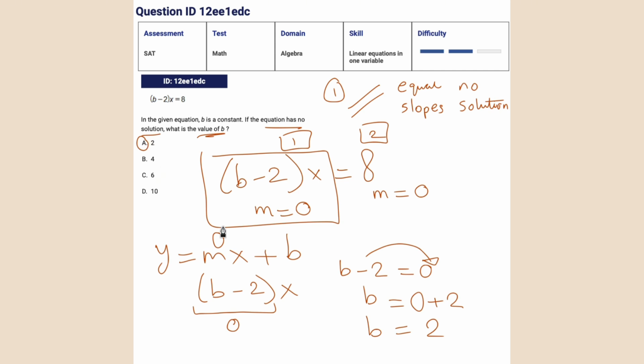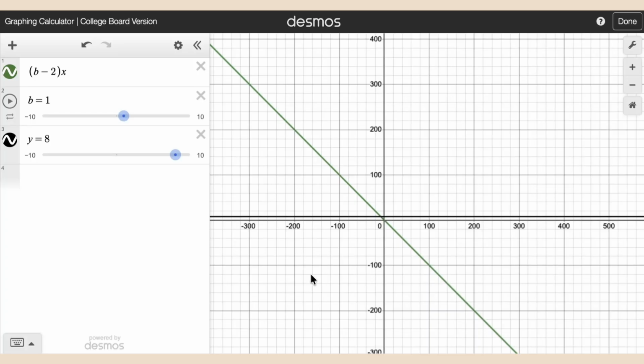Okay, so there's another way to solve this. For example, of course, using Desmos. If you know this rule, then you would get this type of equation easily. All right, now let's start solving this using Desmos.